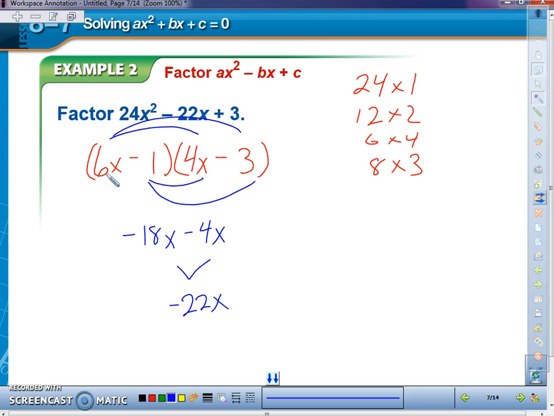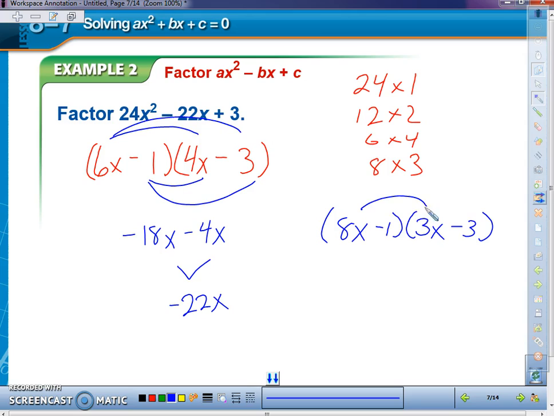Okay, going back and checking, 24x squared minus 22x plus 3. And I just got lucky on that one by knowing that it worked. So what if I would have tried 8 and 3? And I would have gone 8x and 3x. Okay, and then I'm going to put a negative 3 right there and a negative 1.